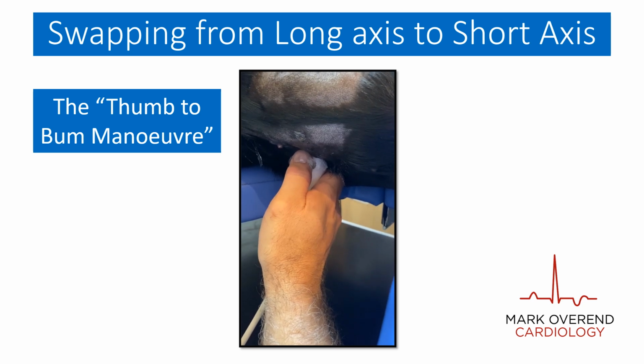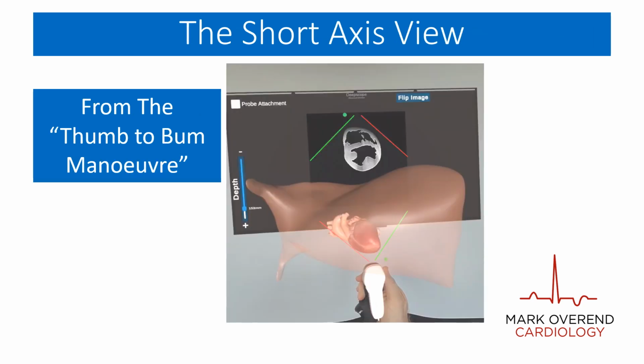Okay, so this is what it looks like on the deep scope ultrasound simulator. So after we've done the thumb to bum maneuver, as you can see here, what we're doing is we're slicing the heart in a short axis view, so that we can see short axis slices through the heart. If we just play this video now, you'll see what I mean.